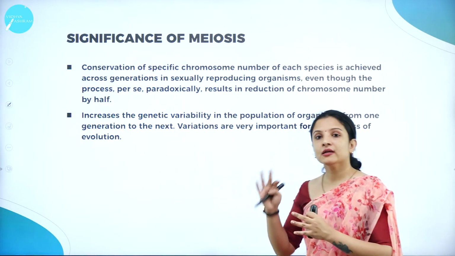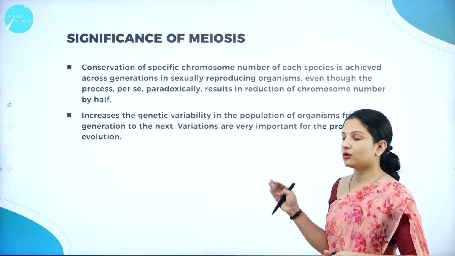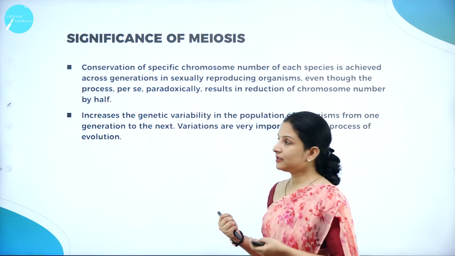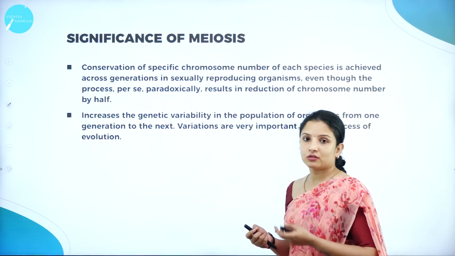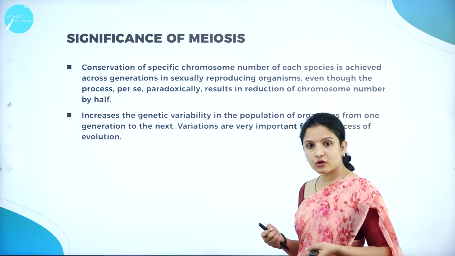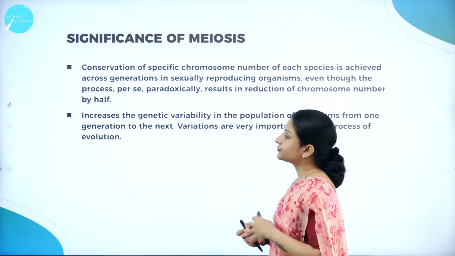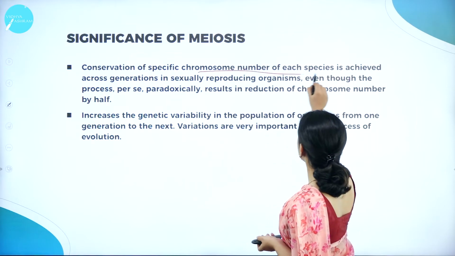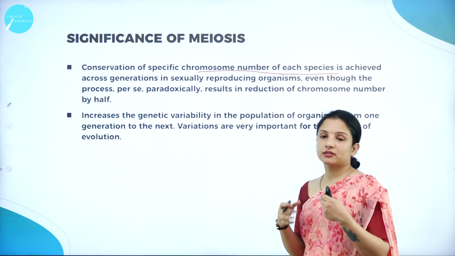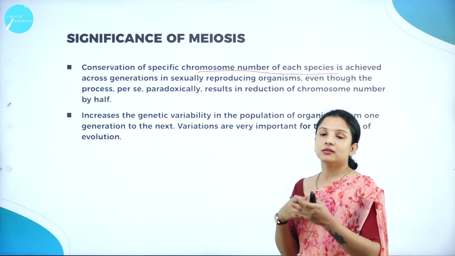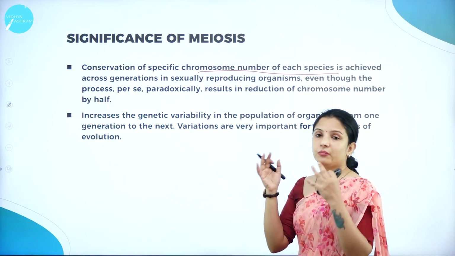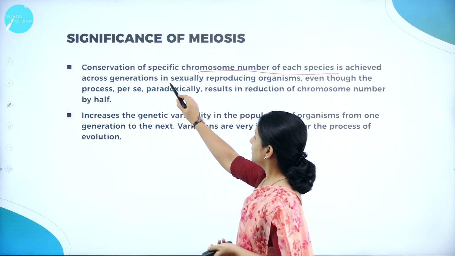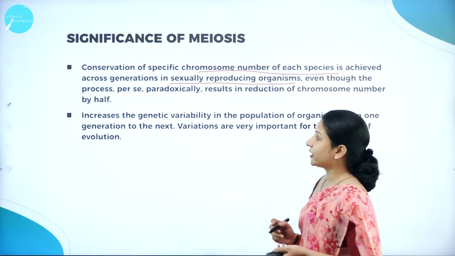But other than that, the cell division and the separation of the chromosomes, all that is one and the same. So we'll start with talking about the significance or the importance of meiosis. Here, meiosis helps in conservation of the chromosome number of each of the species. That is, any number of generations the cell division occurs, it will maintain the chromosome number in the species. That is especially in sexually reproducing organisms.